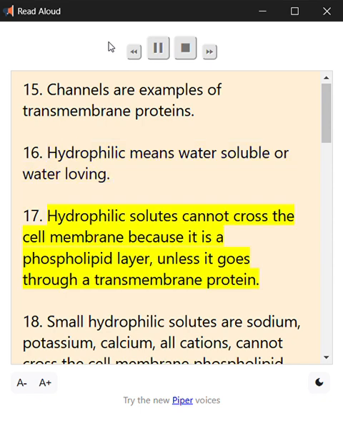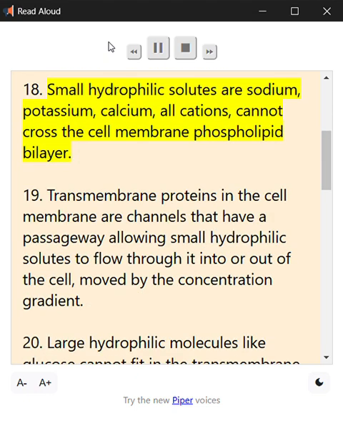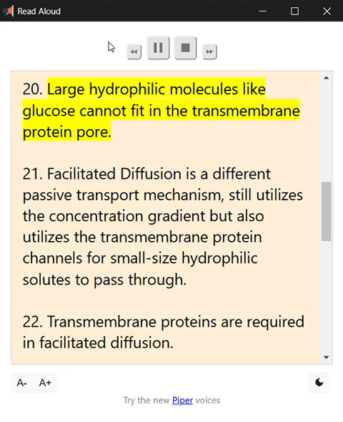17. Hydrophilic solutes cannot cross the cell membrane because it is a phospholipid layer, unless they go through a transmembrane protein. 18. Small hydrophilic solutes are sodium, potassium, calcium, all cations, and they cannot cross the cell membrane phospholipid bilayer. 19. Transmembrane proteins in the cell membrane are channels that have a passageway allowing small hydrophilic solutes to flow through into or out of the cell, moved by the concentration gradient. 20. Large hydrophilic molecules like glucose cannot fit in the transmembrane protein pore.